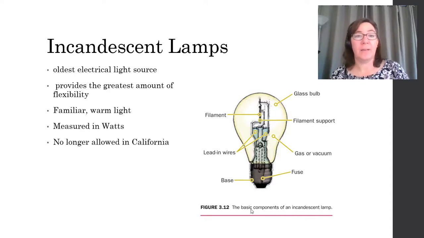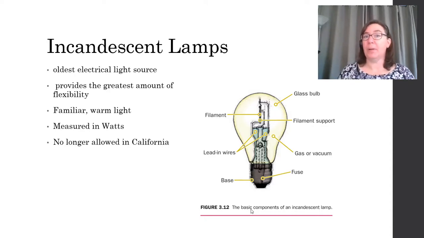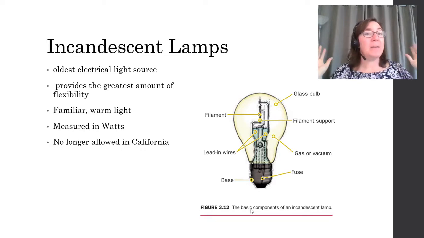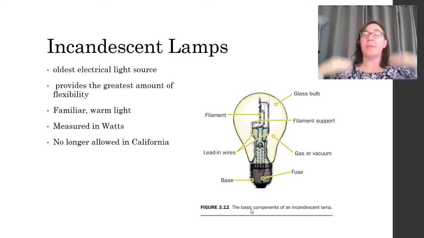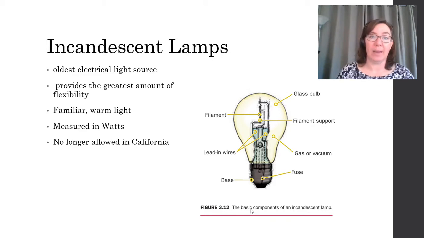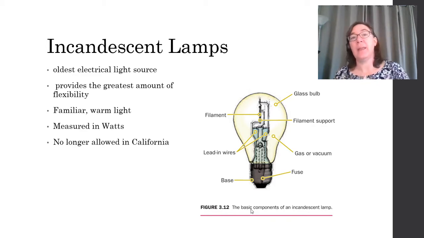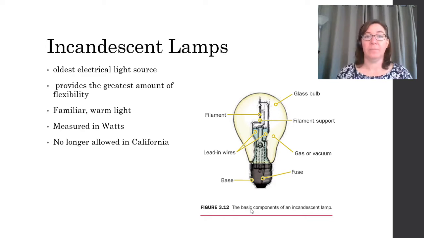The amount of light that incandescent lamps put out is typically measured in watts. We talked about a 40-watt bulb versus a 100-watt bulb. And sadly, incandescent lamps are no longer allowed in California. Title 24 requires a higher efficacy than incandescent lamps can provide. We will not be placing incandescent lamps in any of our projects.